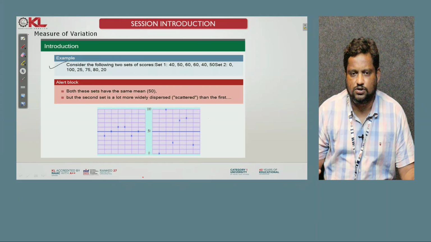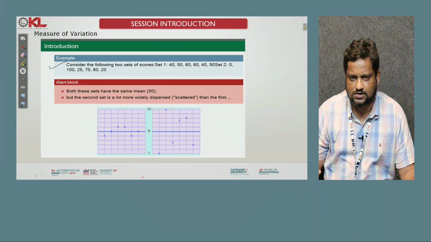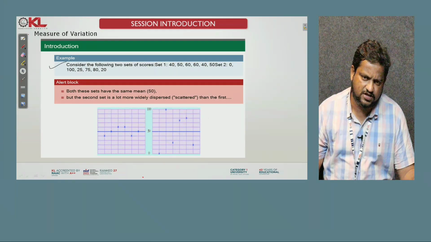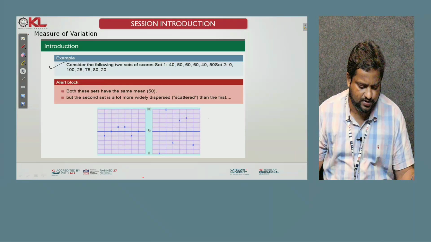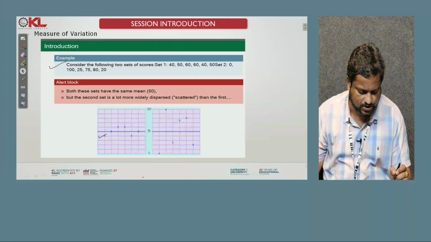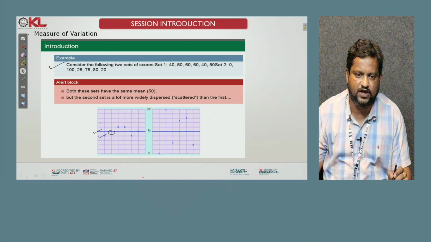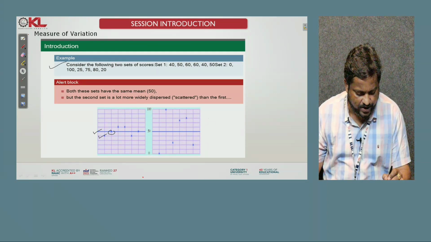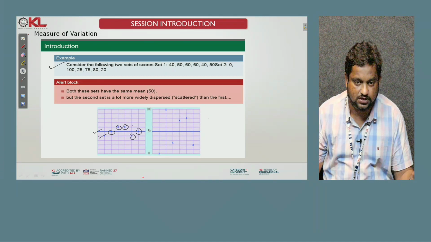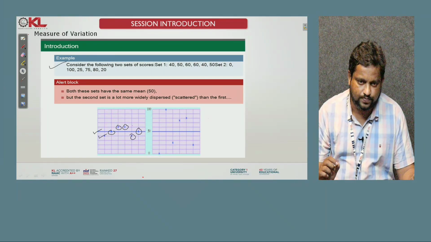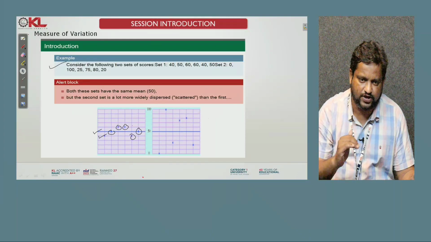scores. The commonality is that the mean of these two sets is the same, that is 50. Set 1 mean is 50 and set 2 mean is 50. So what is the difference between these two sets? If you observe set 1, assume this blue line is the mean value and the other points in this data set are distributed like this. We need to observe the distance between a point and the mean.